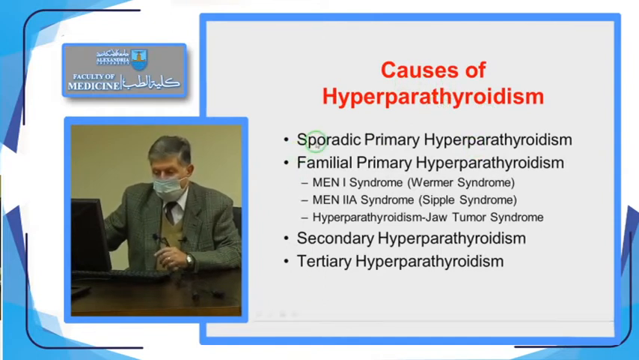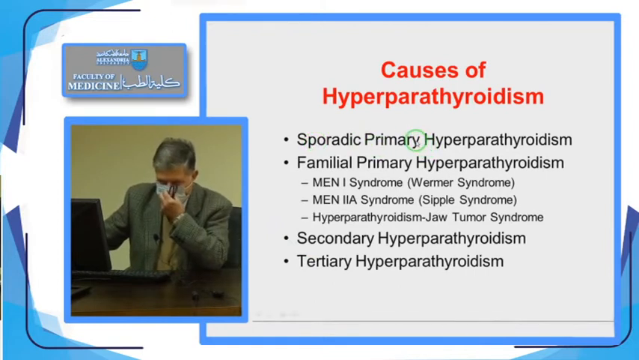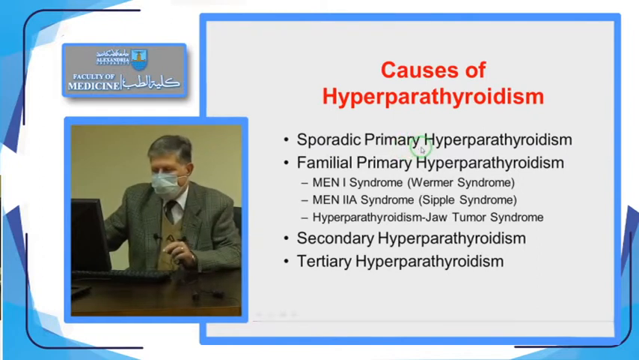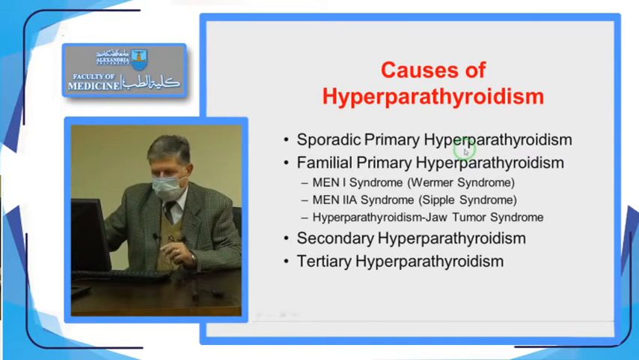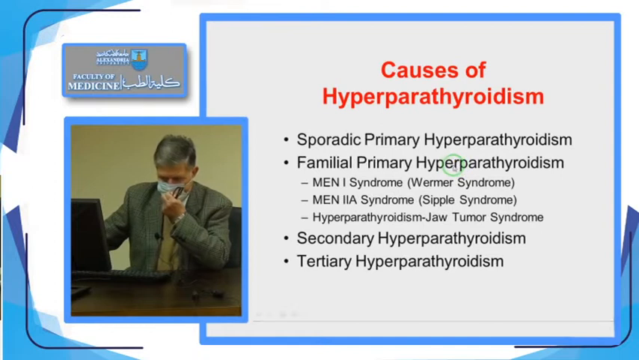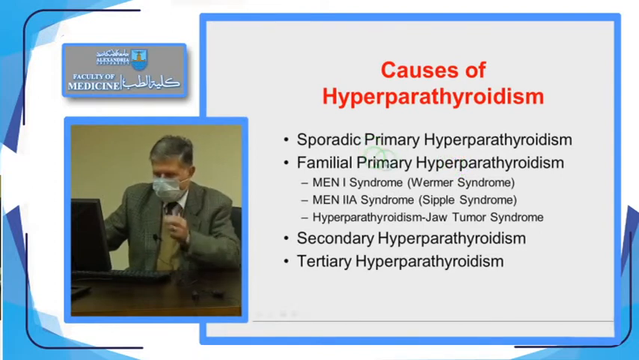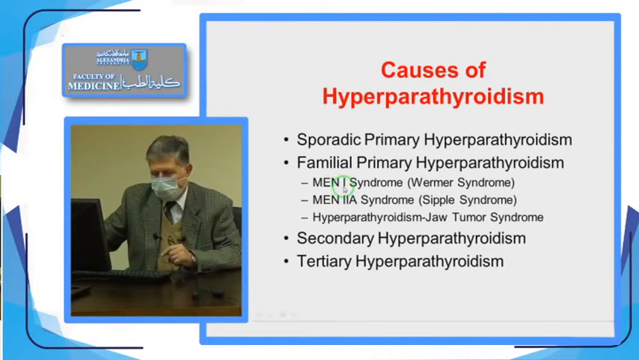The most common is sporadic primary hyperpara. What I mean by primary hyperpara is that the abnormality is in the parathyroid gland, as I will show you. So the abnormality in one or more of the parathyroid glands secretes more PTH. Another entity is familial primary hyperpara, like the primary hyperpara, but it's familial, maybe a part of a neoplastic syndrome called multiple endocrine neoplasia syndrome.